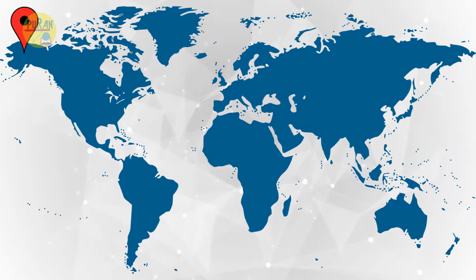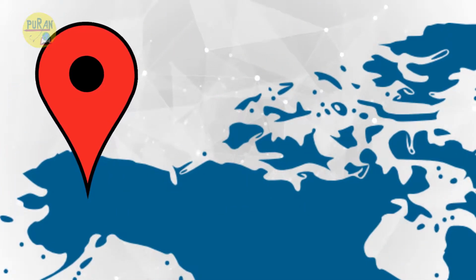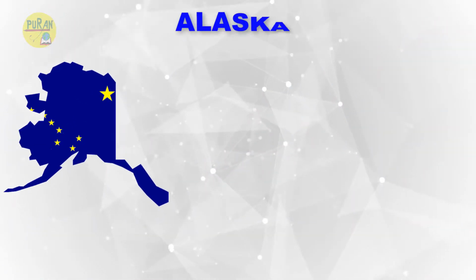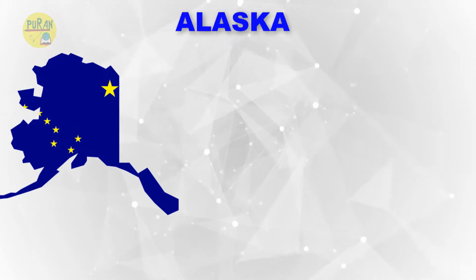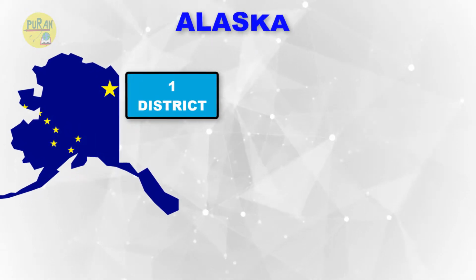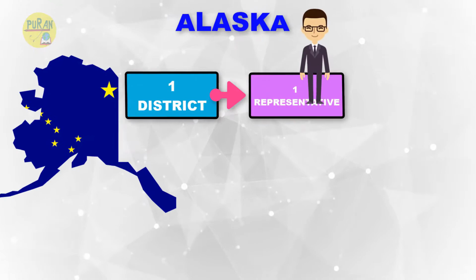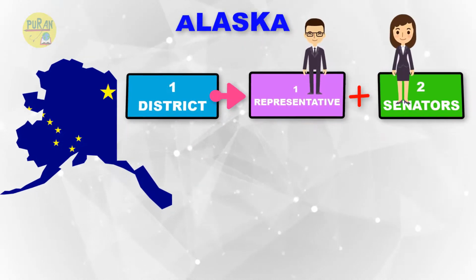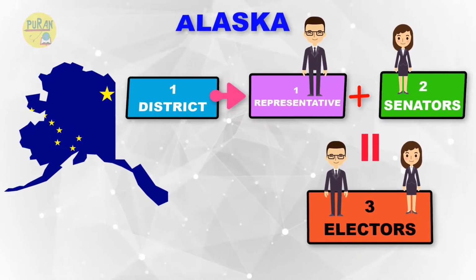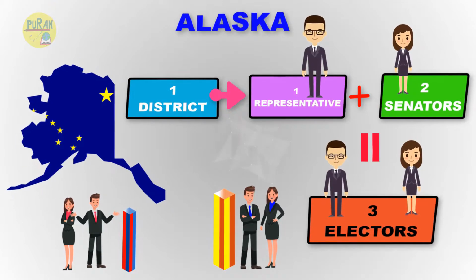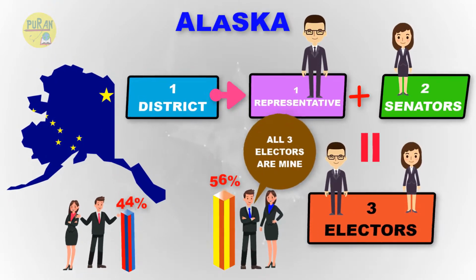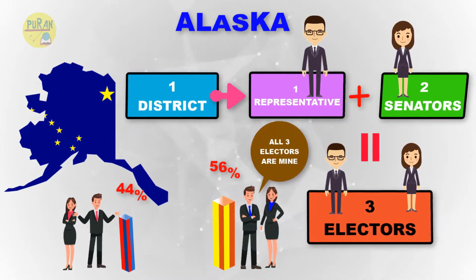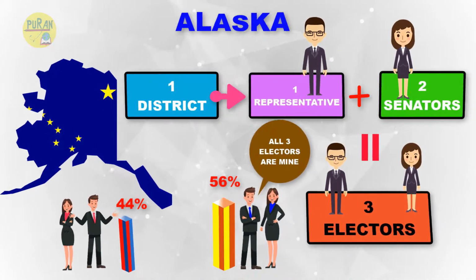Next, Alaska, the largest US state but third least populous state of the country, has one district, means one representative and 2 senators. So in total 3 electors, and whoever wins the popular vote in the state of Alaska secures 3 electors or electoral vote.